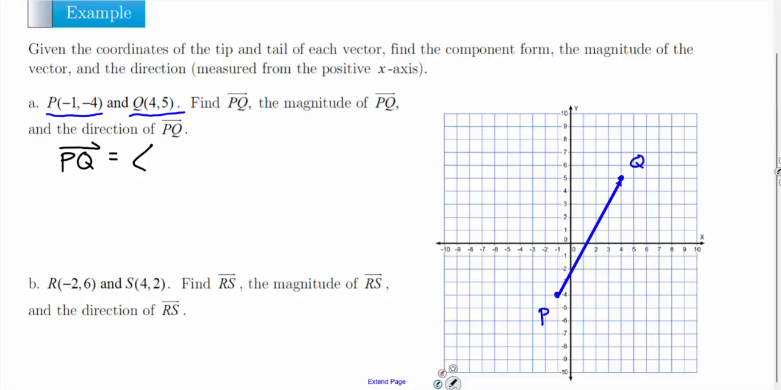Okay, my first question is going to be, what is the component form of PQ? Okay, component form of PQ. Ben, what's the x component of vector PQ? 5. How did you get that, Ben?